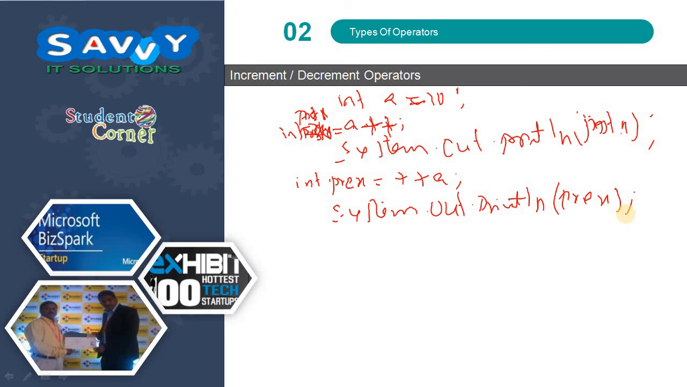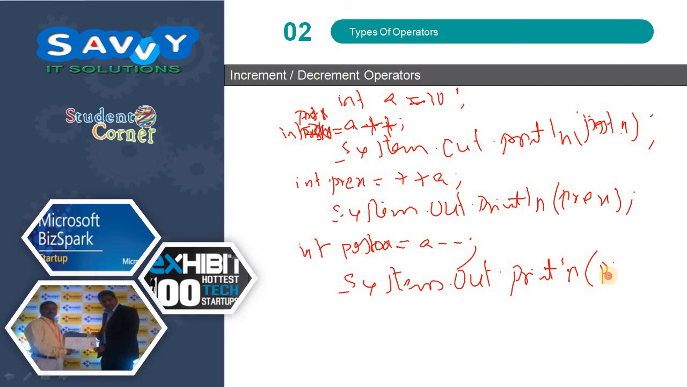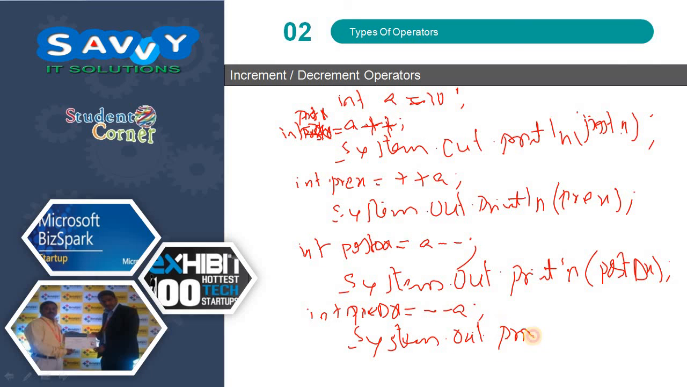Pre x. Similarly, int post decrement x is equal to a minus minus. Again we need to print the value of post decrement x. Similarly, int pre decrement x is equal to minus minus a, and print pre decrement x. This is the way we are writing the programs.